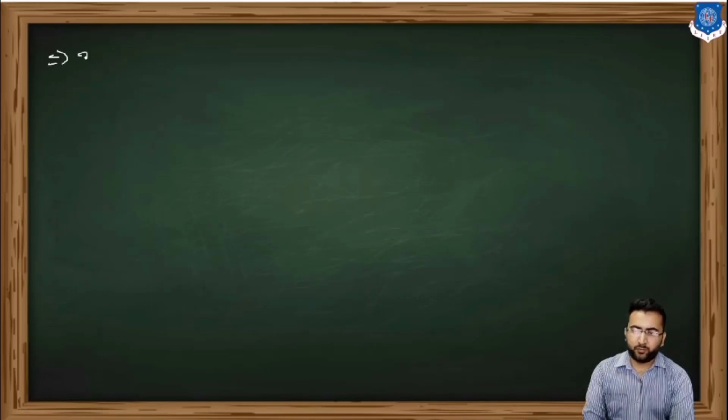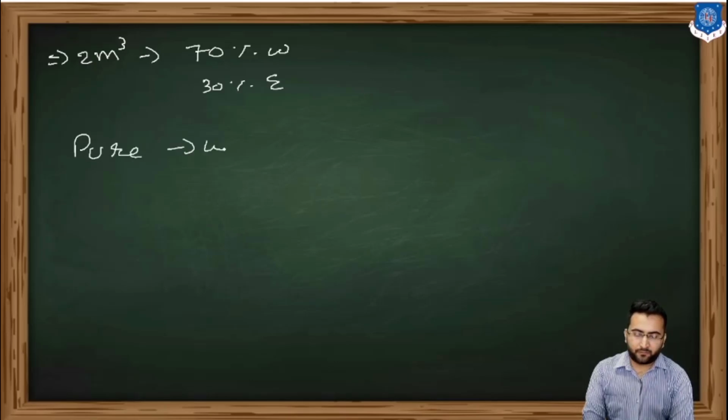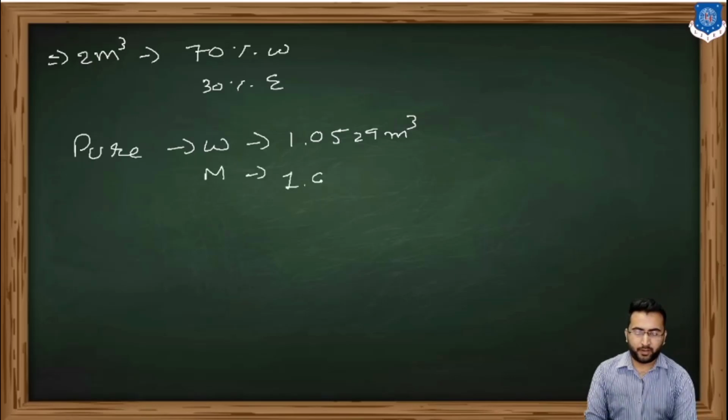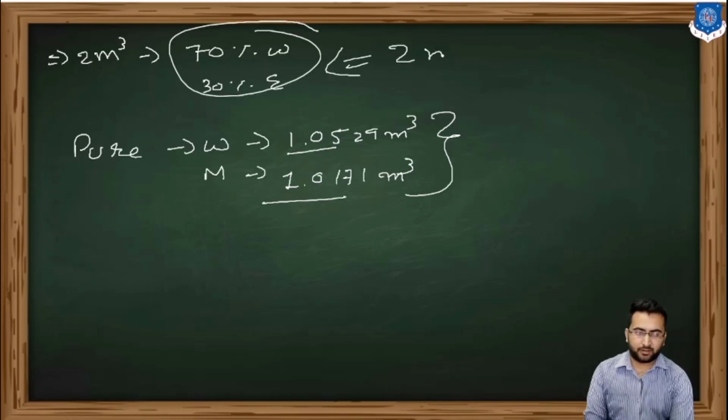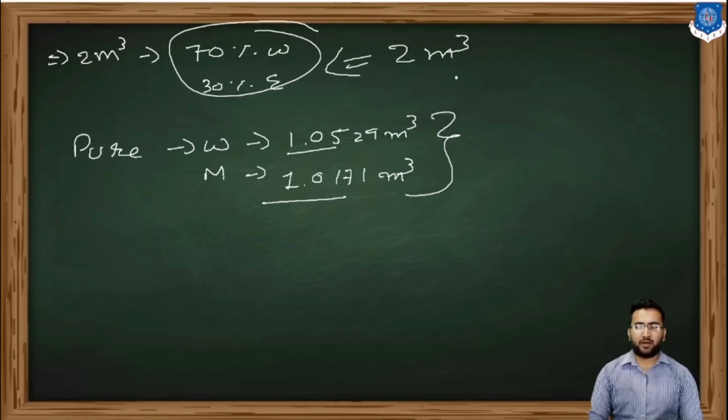So to make 2 meter cube of solution in which 70% is water and 30% is methanol, we require a pure amount of water, which is 1.0529 meter cube, and methanol, which is 1.0171 meter cube. So this much amount of volume is required to make this type of solution, or the 2 meter cube solution. So this is all about today's lecture.